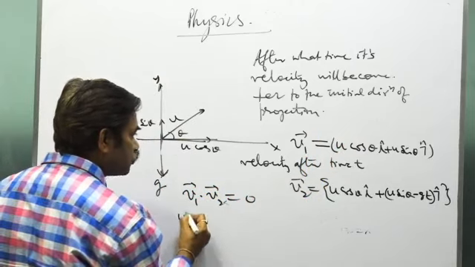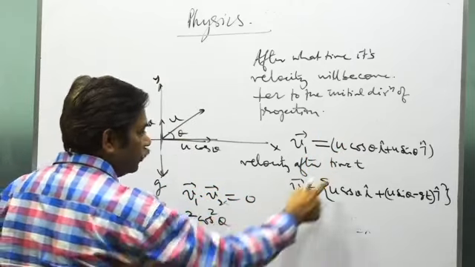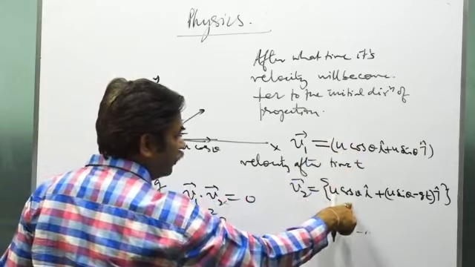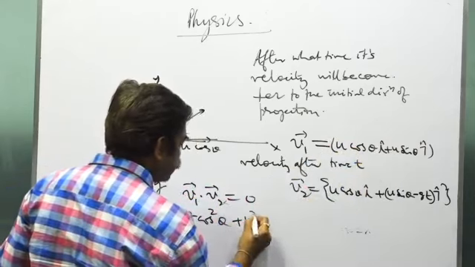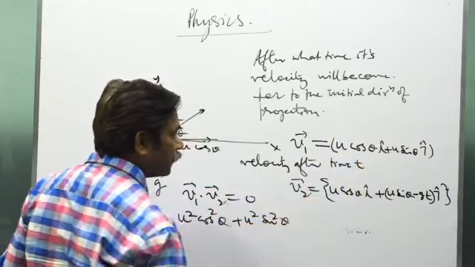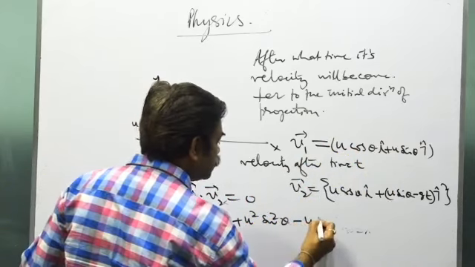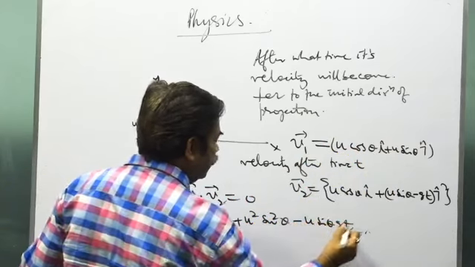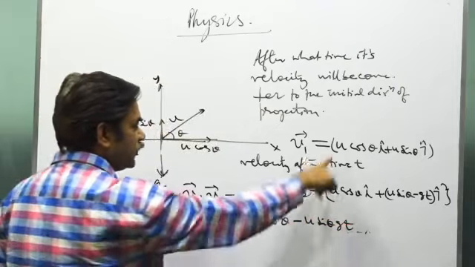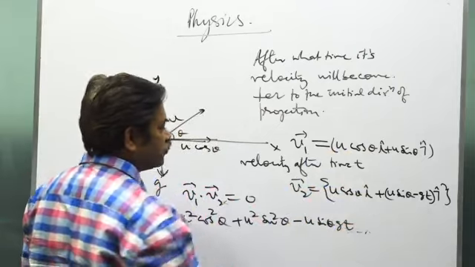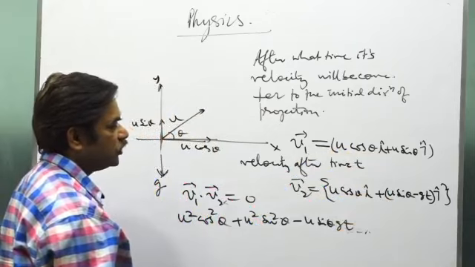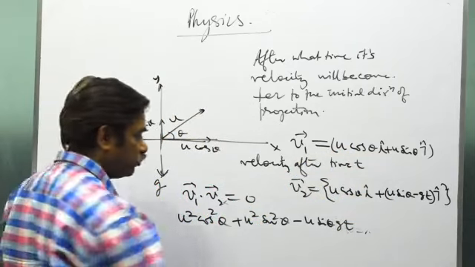You see u square cos square theta. The dot product becomes u square cos square theta plus what? u square sin square theta minus u sin theta into gt. This is the dot product. u square cos square theta plus u square sin square theta minus u sin theta into gt is the dot product, and the dot product should be what?